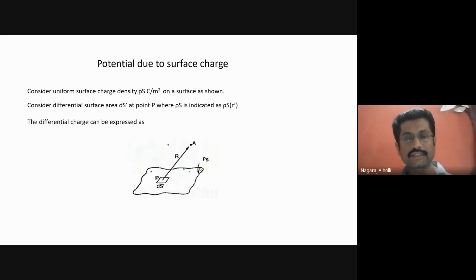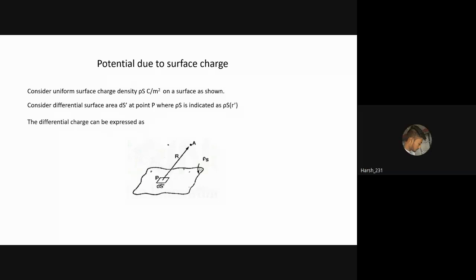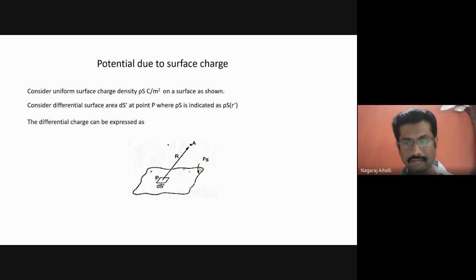Any difficulty here in this potential due to surface charge? This is clear. Potential due to surface charge. Any questions, any doubts here? Understood, sir. Okay, fine.